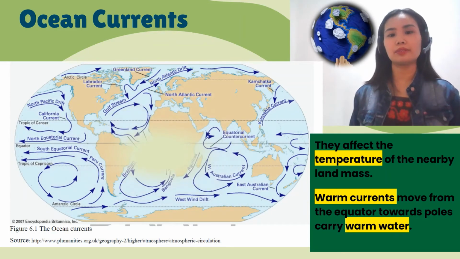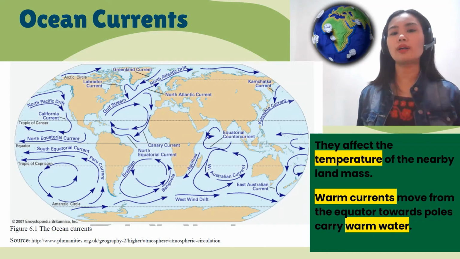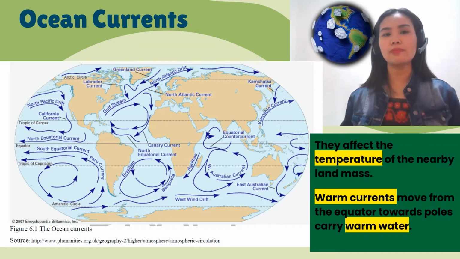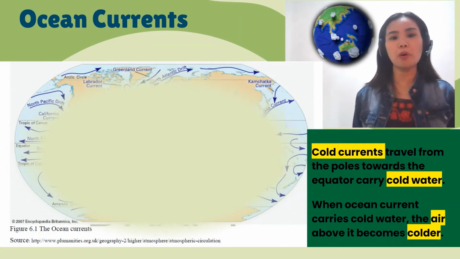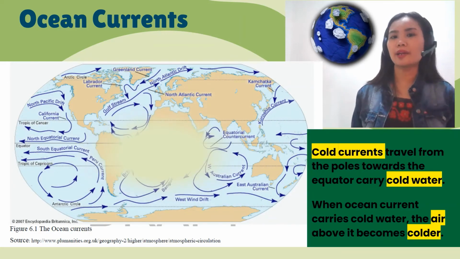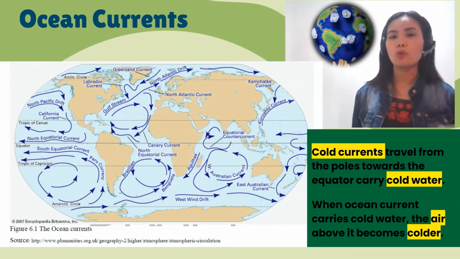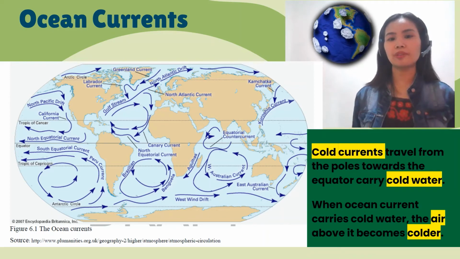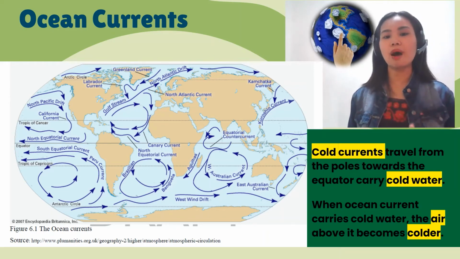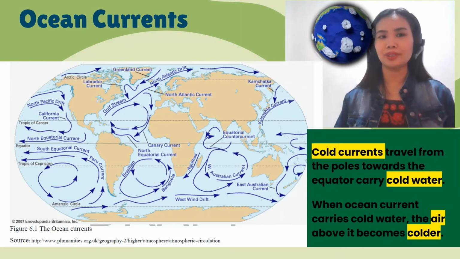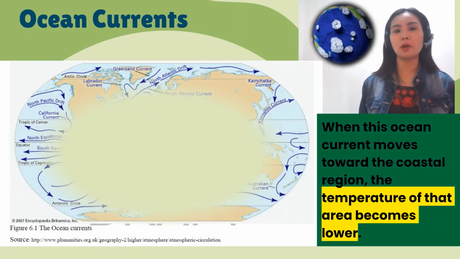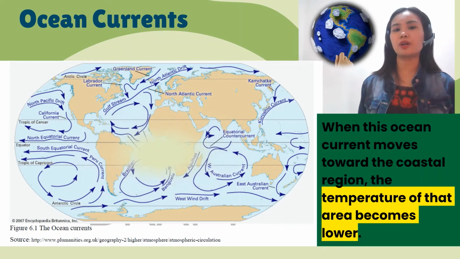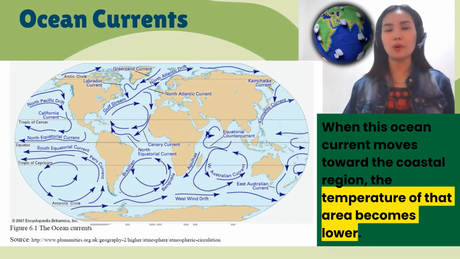Warm currents move from the equator towards poles carrying warm water. And cold currents travel from the poles towards the equator carrying cold water. When ocean current carries cold water, the air above it becomes colder. When this ocean current moves toward the coastal region, the temperature of that area becomes lower.